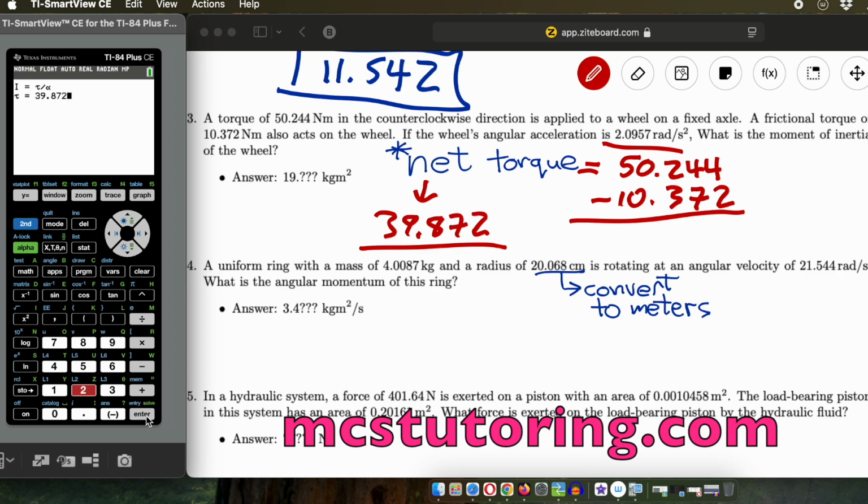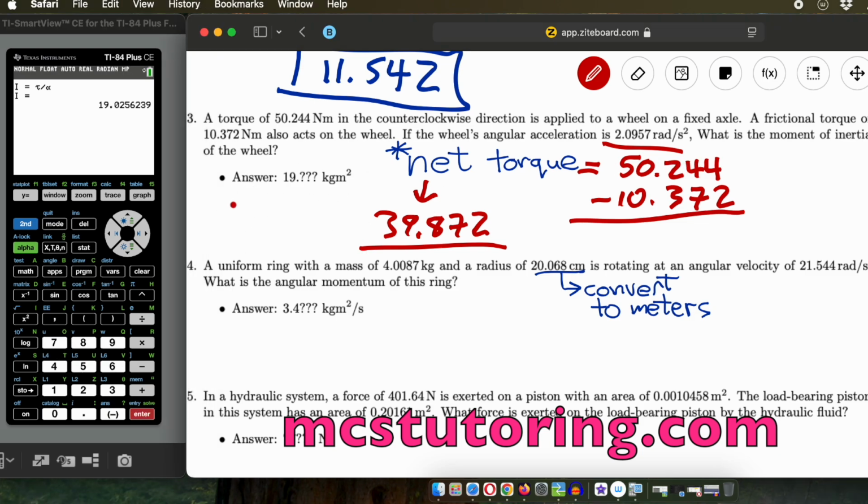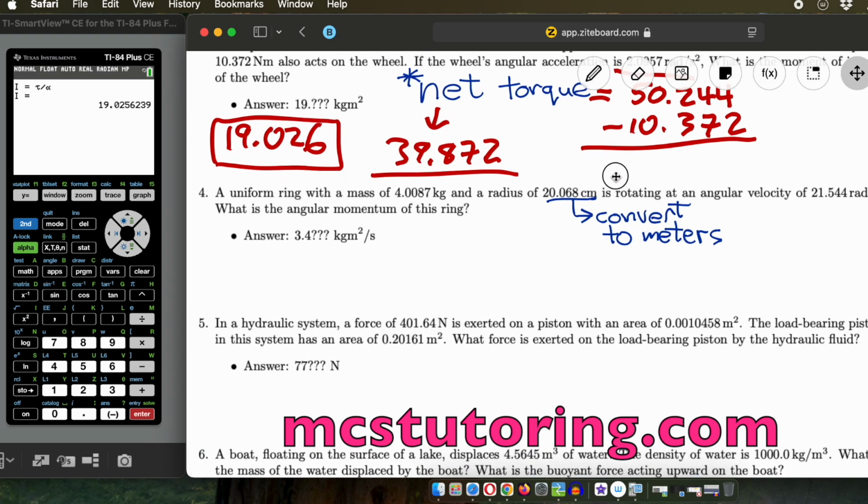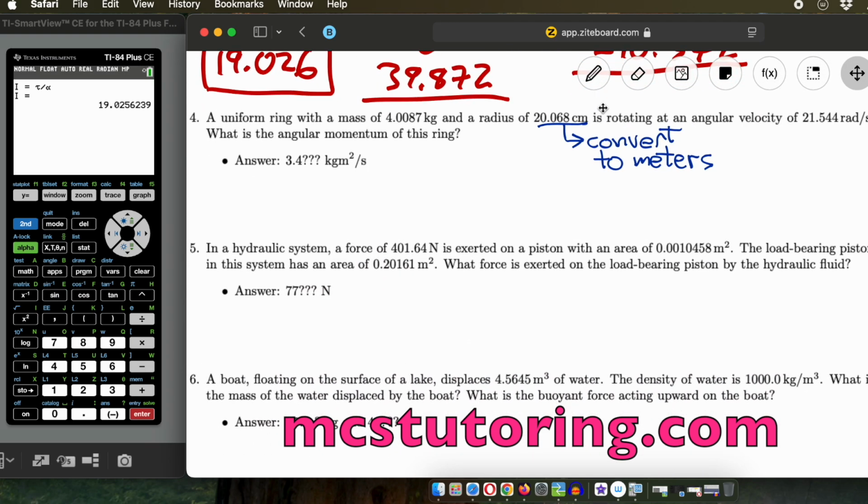So 39.872. And the alpha, it looks kind of like an A, but it's a Greek alpha, 2.0957. There we go. And check it out. Our answer is going to be 19.02, and I'm going to round it up to 6 because the number after that is 5 or higher. So I got 19.026. Great. Oh my gosh, that was the penultimate question. Now the ultimate one.